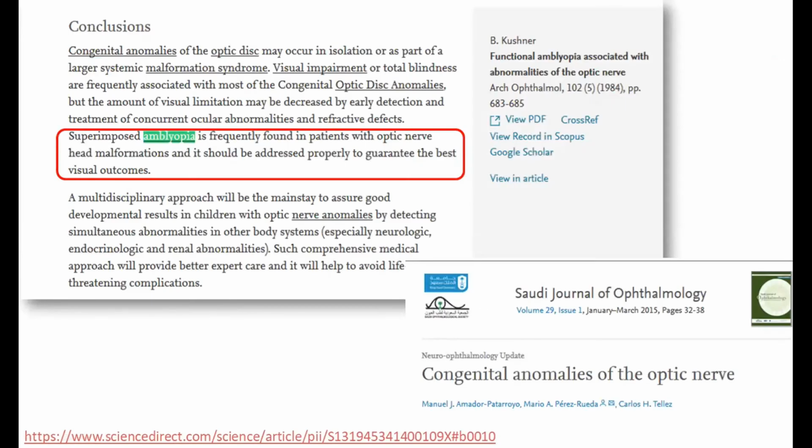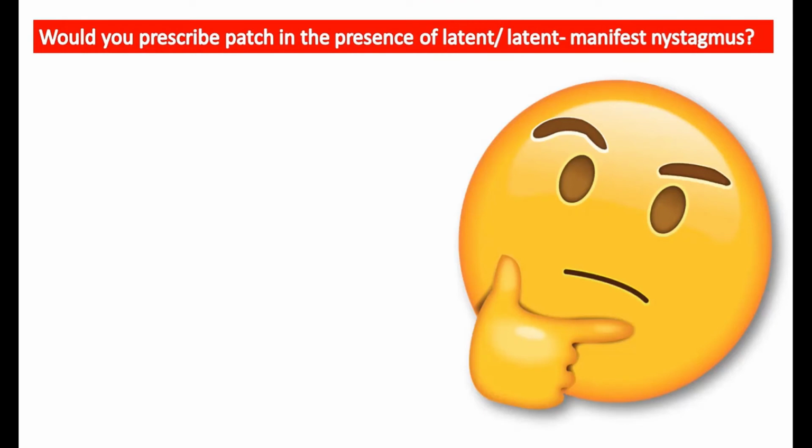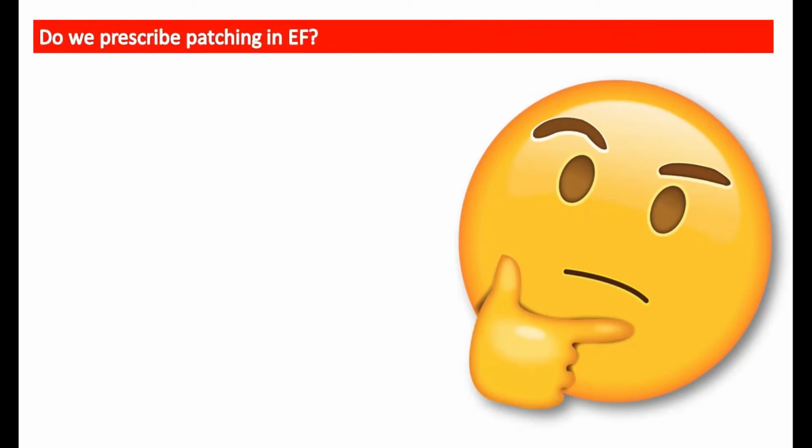So this is a paper about optic nerve hypoplasia or malformation, and they found superimposed amblyopia and the vision improved with patching. As you know, there is something called latent or latent manifest nystagmus. If you cover one eye, the nystagmus amplitude increases, so the foveating time becomes less. So do we still need to patch? Can we prescribe patch? Yes, you can prescribe patch in simple ways.